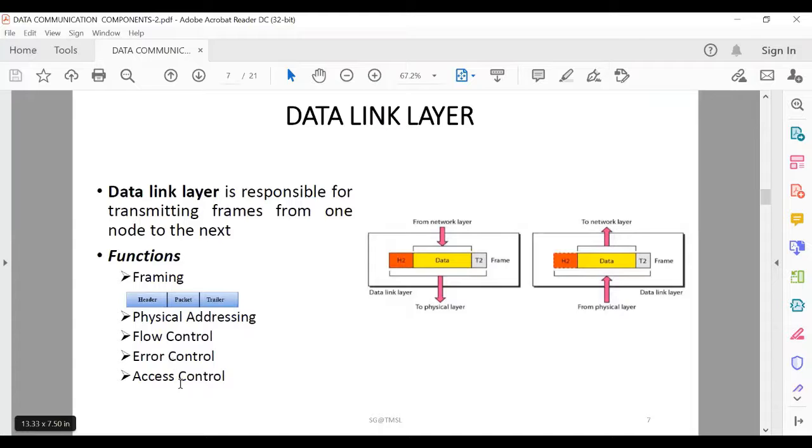Lastly, access control. When two or more devices are connected to the same communication channel, the data link layer protocols are used to determine which device has control over the link at a given time. So that is the function of access control.